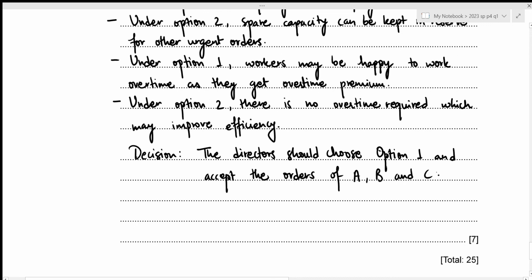Okay, this concludes our 5th part as well as this entire question number 1 of 2023 Specimen Paper 4.